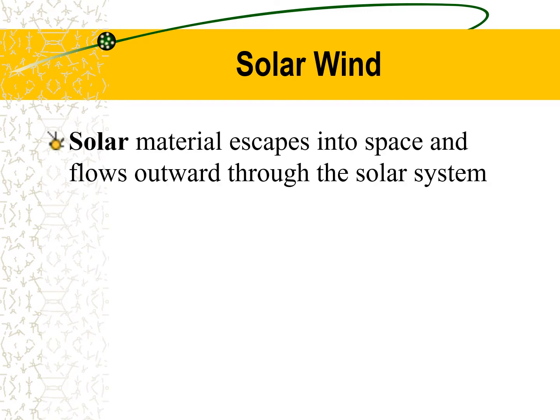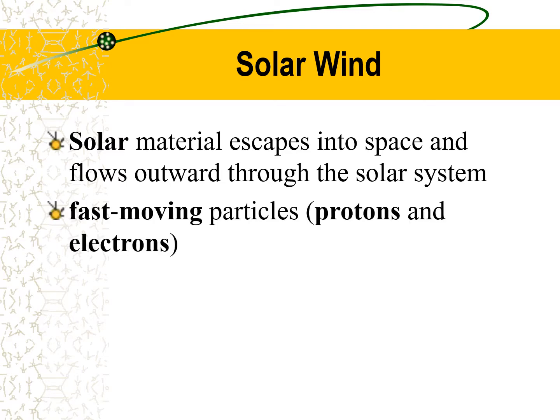The solar winds are what leaves the corona, and this is the material that actually bombards satellites and hits our planet. So the solar material that escapes into space is called the solar wind. It flows outward throughout our solar system, and it gives the internal parts of the solar system a temperature of about 10 Kelvin. These are fast-moving particles. They're going to be protons and also electrons.